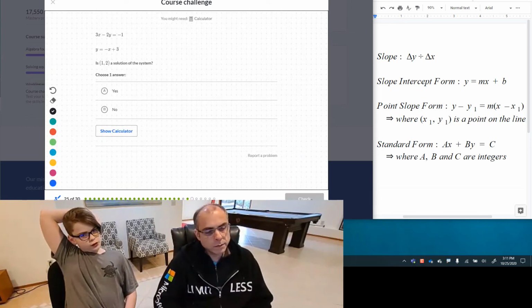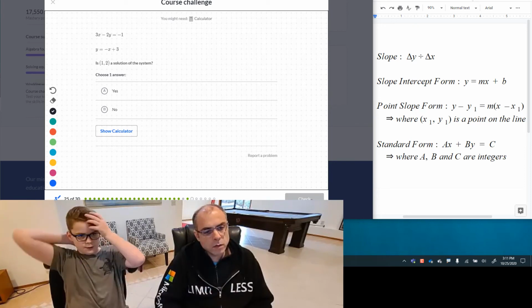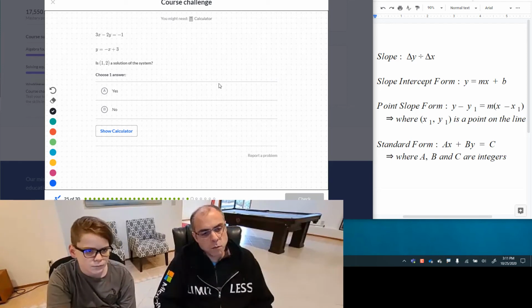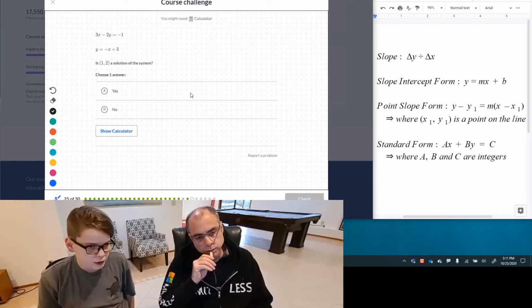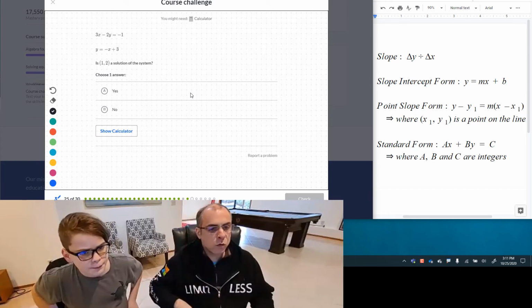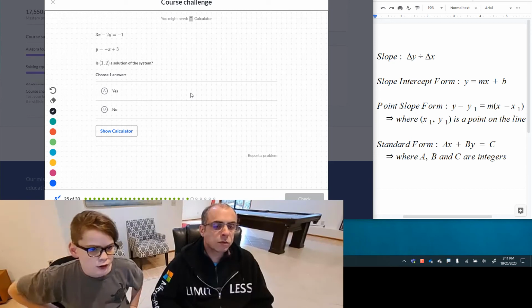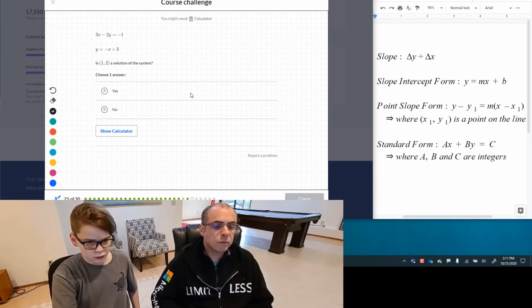Is (1, 2) the solution of the system? So 1, 3 minus 4, -1, yeah. So top one works. 2, -1 plus 3, 2, both, yes.